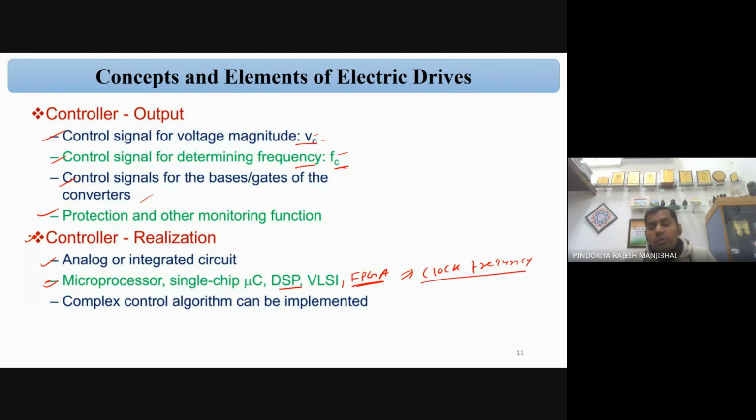Suppose your clock frequency is very high, and frequency is inversely related to time. If your frequency is very high, that is very good, so it will take less time to perform your operation. And the last one, complex control algorithms can be implemented. Suppose your clock frequency is very high, so you can easily run your complex algorithm and get the output very quickly. So these are the major functions we have to consider while designing any drive control algorithm.